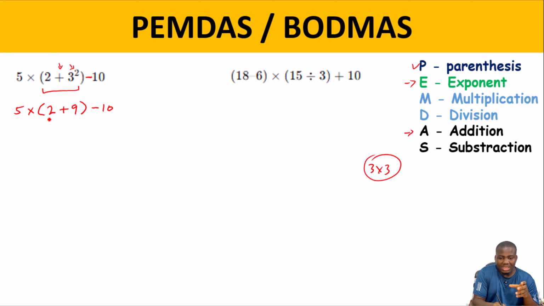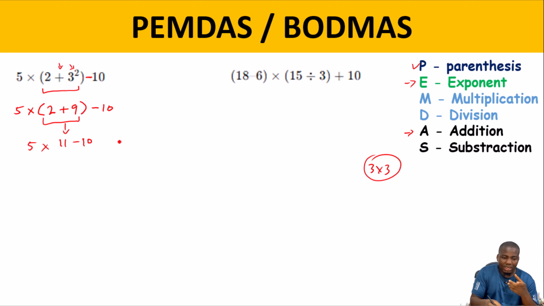Then we still have a bracket. We have to go into that bracket and solve it, but now we have just one operation in that bracket, which makes it easier for us. So 2 plus 9 is 11. We have 5 times 11 minus 10.